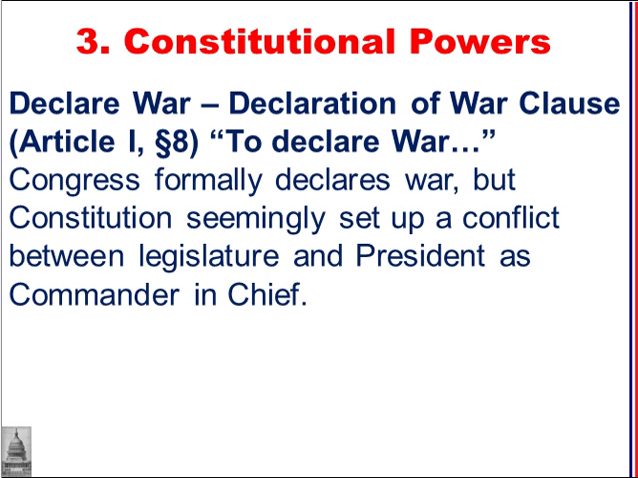Congress also has the power to declare war. This is known as the Declaration of War Clause in Article 1, Section 8. Congress formally declares war, but the last time this happened was World War II. And the Constitution seems to set up a conflict between the legislative branch and the executive, the president, because the president is commander-in-chief.